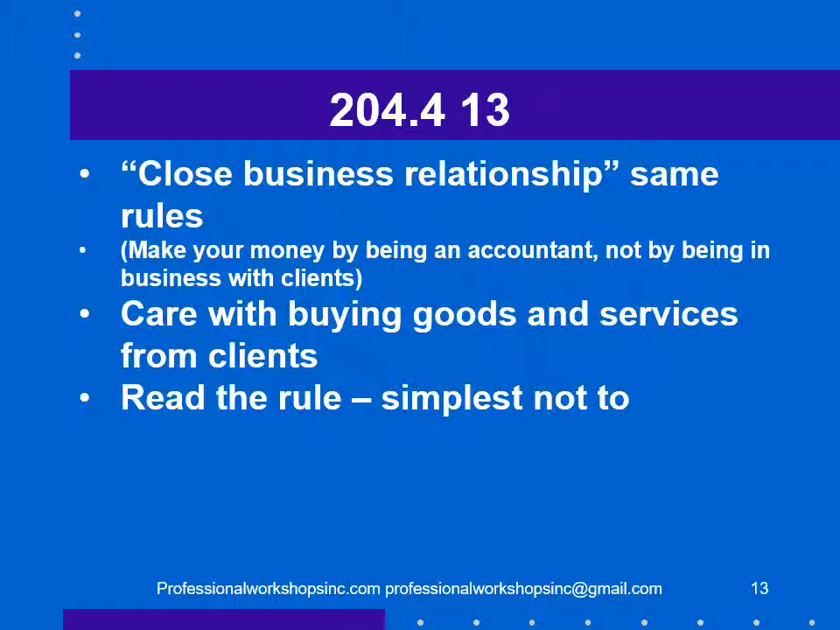It's difficult both ways. If you don't buy, your client sells a certain product or service and you don't buy from a client, that can be a problem. The client says, how come you're not buying from us? Or on the other hand, if you do buy stuff from a client and it turns out to be defective in some way, are you going to be able to go and complain to the client? Simplest to be careful not to particularly buy stuff from clients. Read the rule.